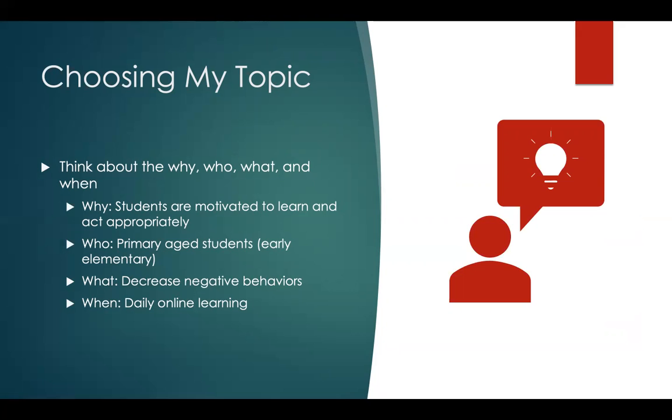Through the criteria to determine a topic, I also came up with my why, who, what, and when of my topic. My why is so my students are motivated to learn and act appropriately. The who is primary age students. What I want to accomplish is decreasing negative behaviors, and when is daily during online learning.